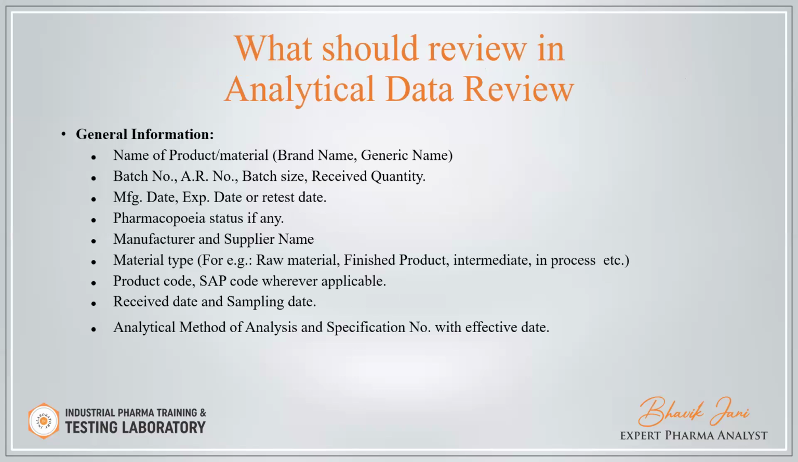What should be reviewed in an analytical raw data review? First, you have to review the general information like the product name or material. You can review the batch number, AR number, batch size or received quantity, manufacturing date or expiry date, pharmacopoeial status, manufacturer or supplier name, material type like raw material, finished product or intermediate, product code, shape code, receive date and sampling date, analytical method of analysis and specification number. This general information you have to review first.